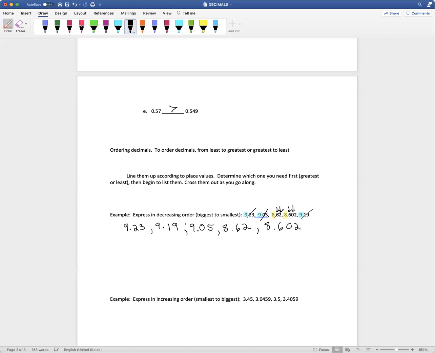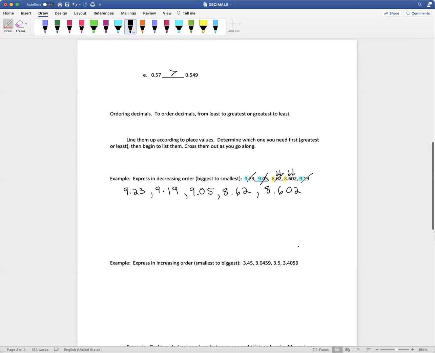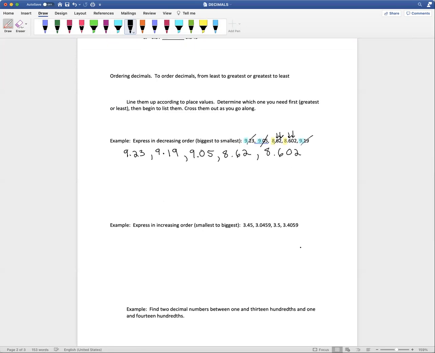And this would be in decreasing order, biggest to smallest. The biggest number here is 9 and 23 hundredths. The smallest number is 8 and 602 thousandths. Well, let's go in the other direction. Let's talk about how we can order a bunch of decimal values if we want to order them in increasing order, smallest to biggest.